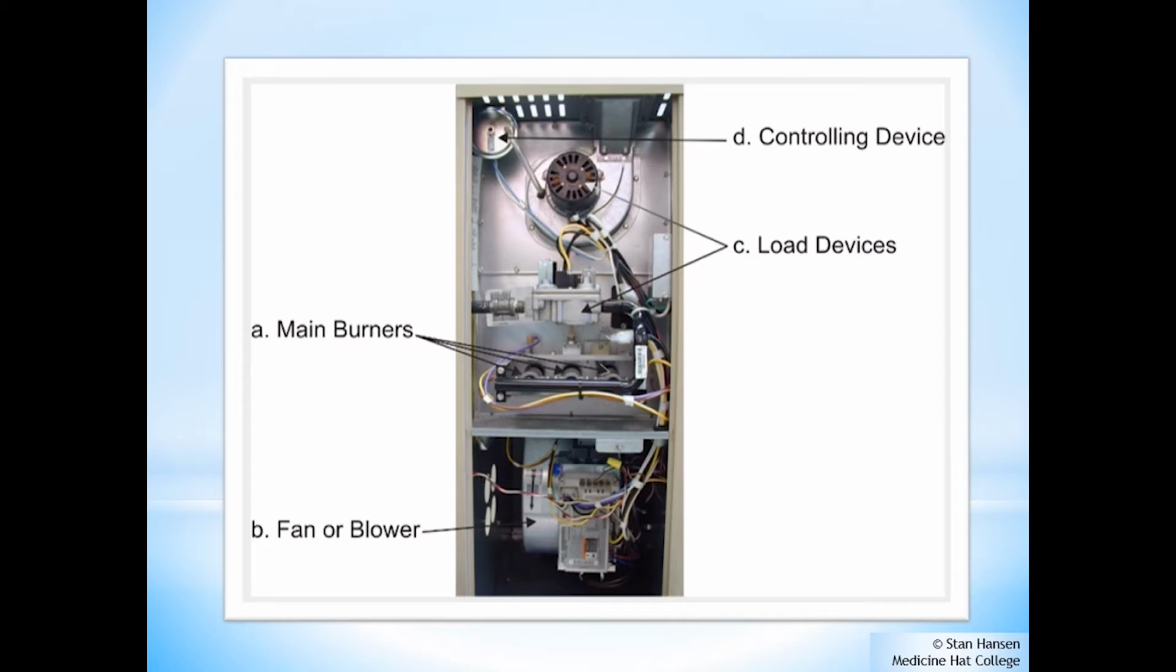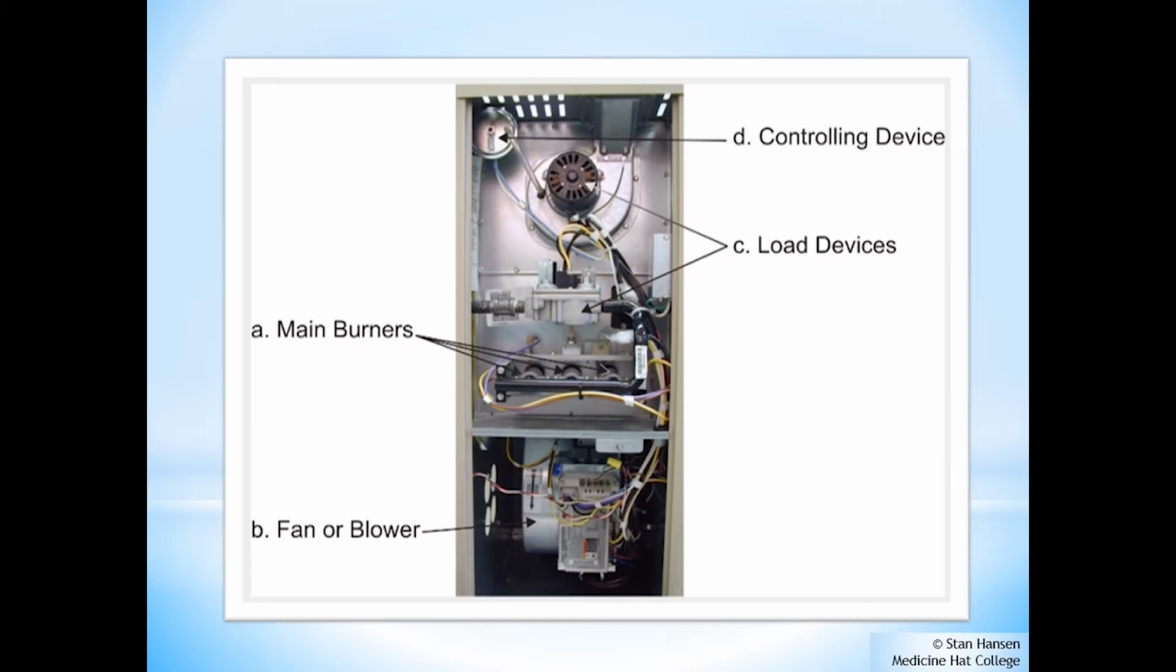When we look at the front of a furnace, we can see a number of things. First of all, we see the main burners, which would include the jets, the gas valve, and the ignition system. And this is how we burn the fuel to heat up the air inside the air exchanger. Below that, we see the fan or the blower. This is how we draw air from the rest of the house and feed the air up through the heat exchanger.